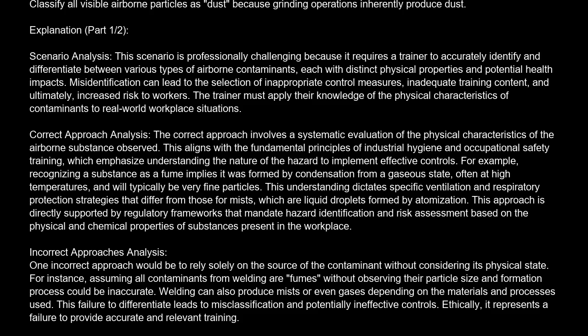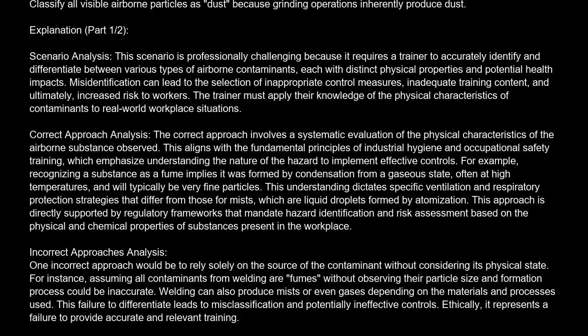Incorrect approaches analysis. One incorrect approach would be to rely solely on the source of the contaminant without considering its physical state. For instance, assuming all contaminants from welding are fumes without observing their particle size and formation process could be inaccurate. Welding can also produce mists or even gases depending on the materials and processes used. This failure to differentiate leads to misclassification and potentially ineffective controls. Ethically, it represents a failure to provide accurate and relevant training.